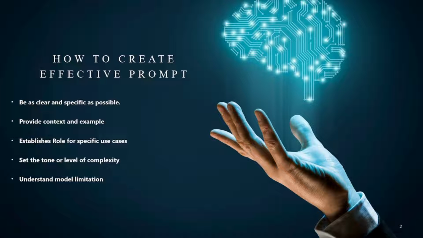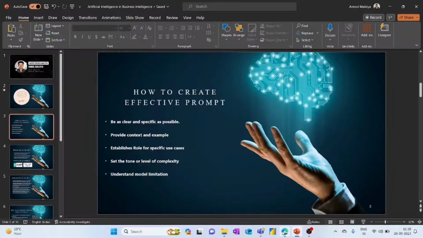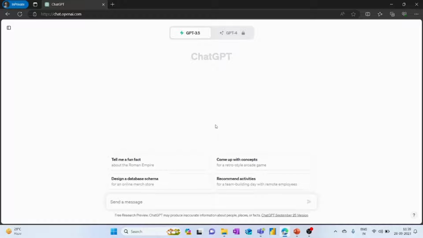So let's begin with entering a prompt in ChatGPT. First we have to log into ChatGPT, and when you log in, you will get this interface, and in this send a message box, you can enter your queries, which will be known as prompts. So the first point, we have to be clear and specific. Let's suppose you have to calculate year-over-year growth. As a normal prompt, simply you will enter what is year-over-year growth.